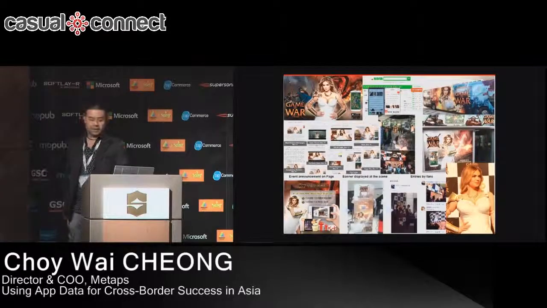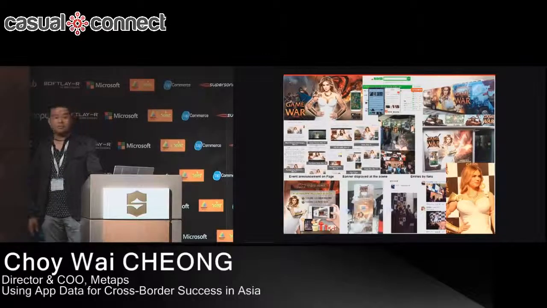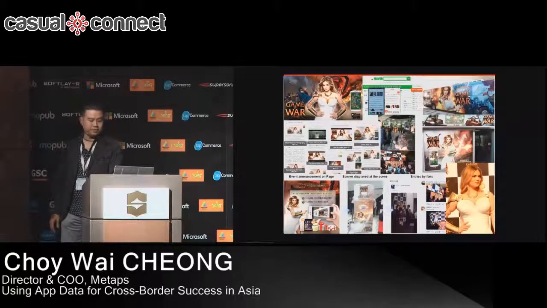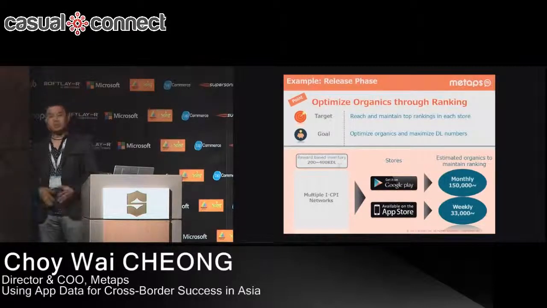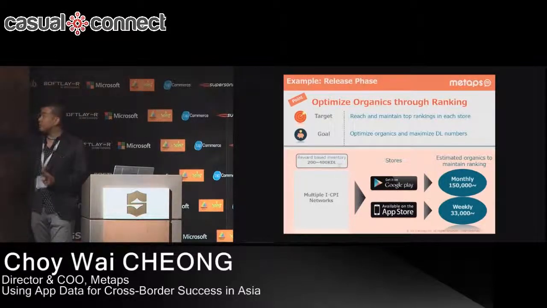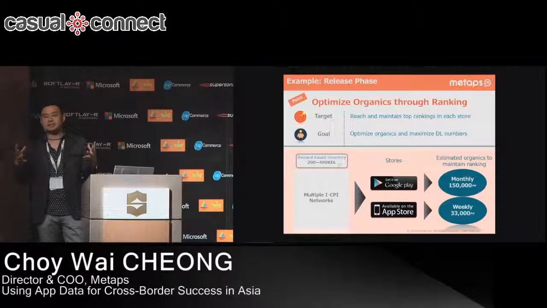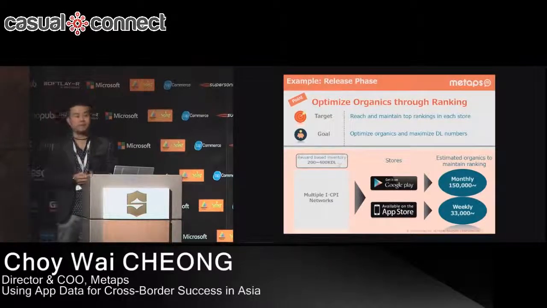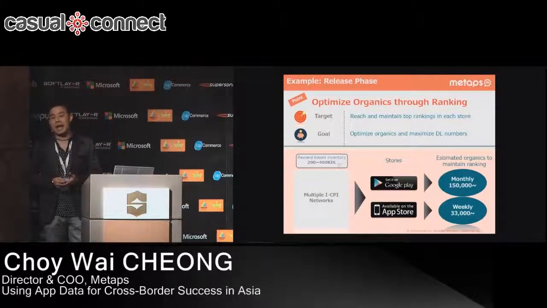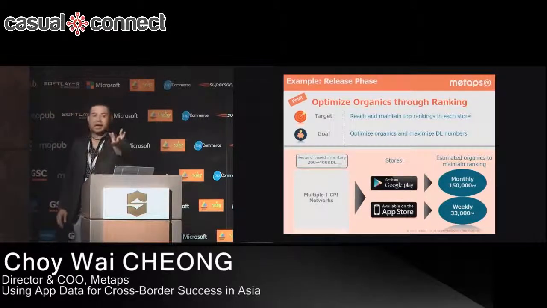And these are some examples that we did for press releases, etc., offline marketing in Korea for Game of War. And then for the release phase, I wanted to touch on maximizing organics. This is where boosting rankings comes in. Getting into the top of the charts gets you the highest amount of eyeballs, exposure, because there are more than 6 million apps in both the iOS App Store and Google Play.